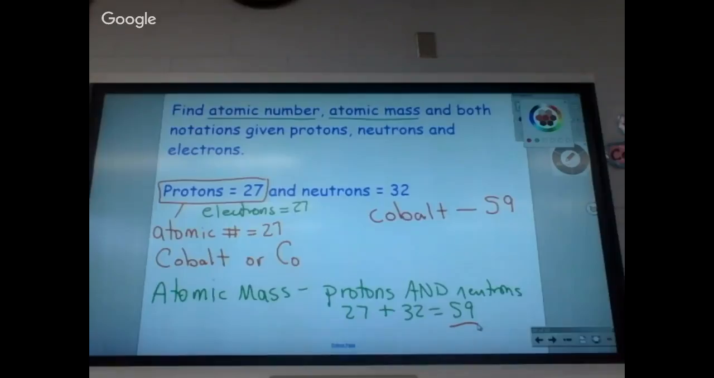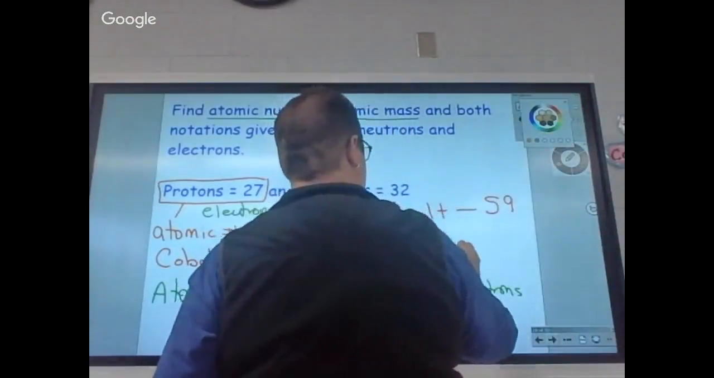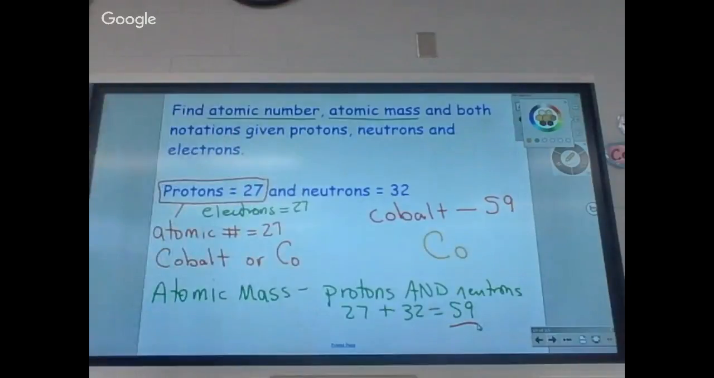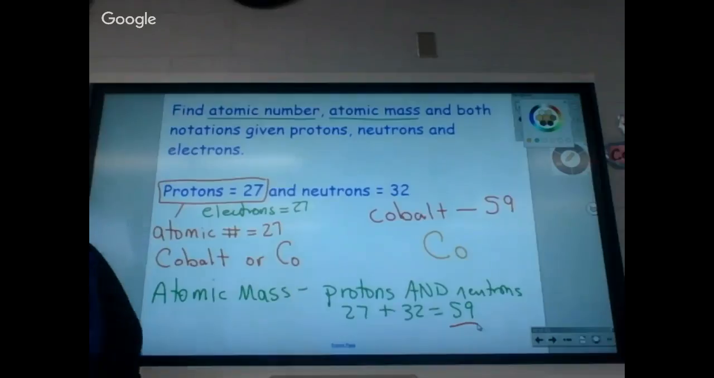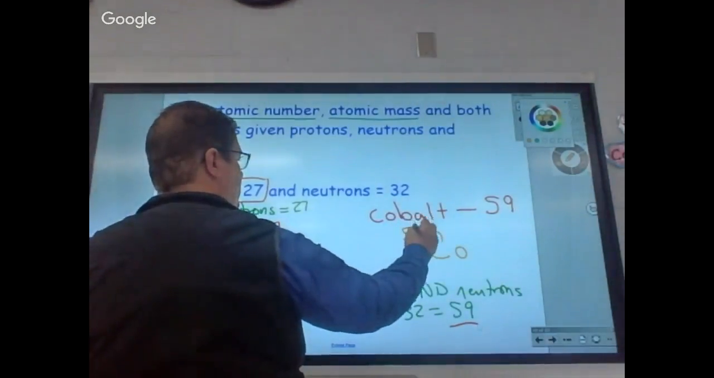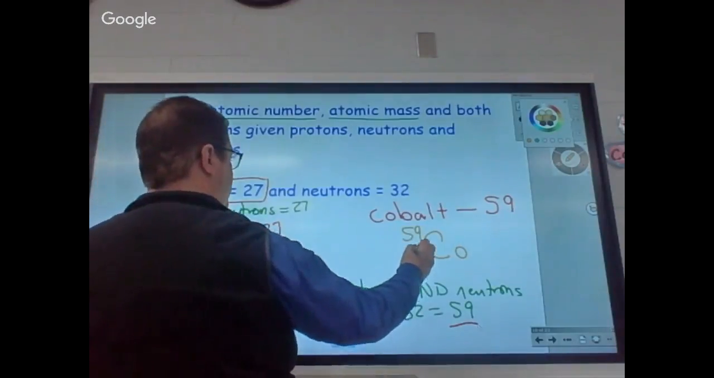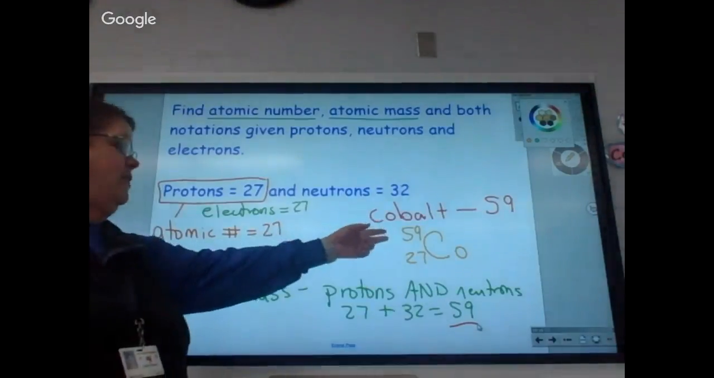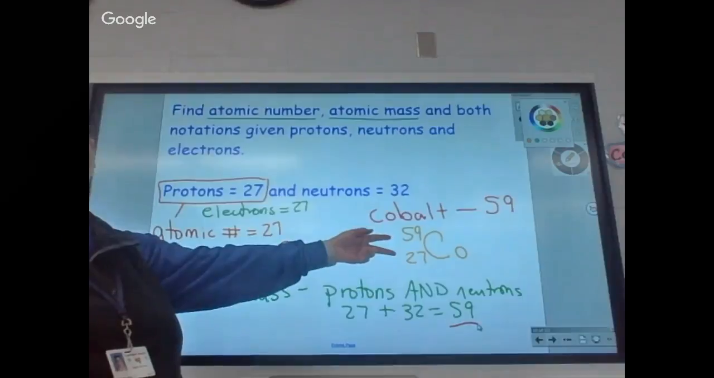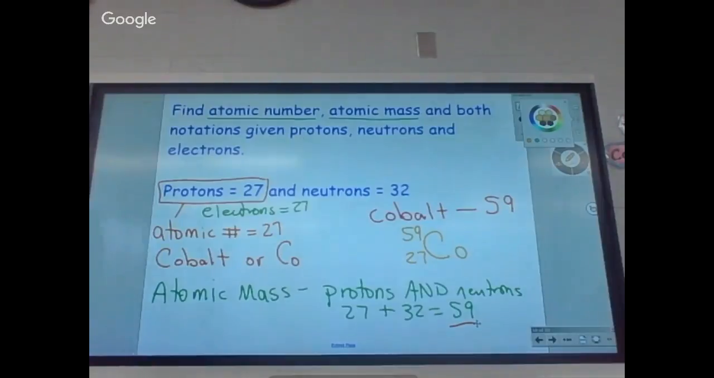The next one is the nuclear symbol notation. So that one we'll do as CO. And what goes at the top? The mass or the number? Mass goes at the top. And what goes at the bottom? The number, which is what? 27. Now, I will tell you this. If you flip those and you have 27 at the top and 59 at the bottom, I won't mark it wrong. As long as you have the numbers correct and they're just flipped, I won't mark that wrong. Okay? I'll give you credit.